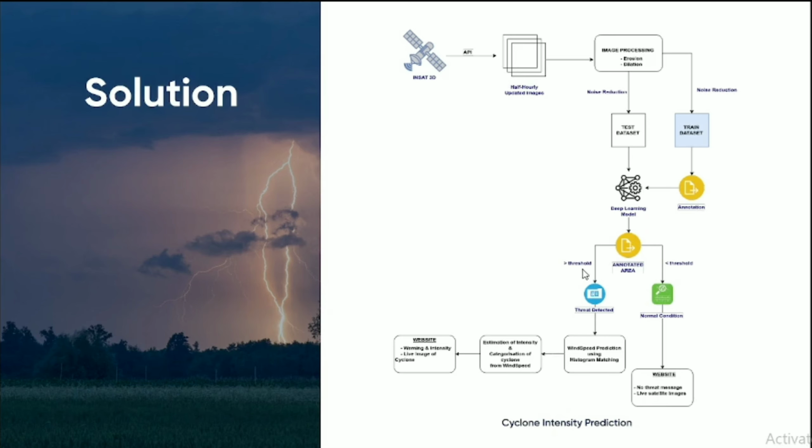So we move to the next step, the intensity prediction. For predicting the intensity, first of all, we predict the wind speed using histogram matching. Once the wind speed is predicted, the next step is very easy. From the range of wind speed, we need to find the category of the tropical cyclone and the intensity it is falling in. Once all this is estimated, we display the wind speed, the intensity, the category of tropical cyclone and the live image of the cyclone through the website, and we also give an alert signal that there is a chance of potential threat.